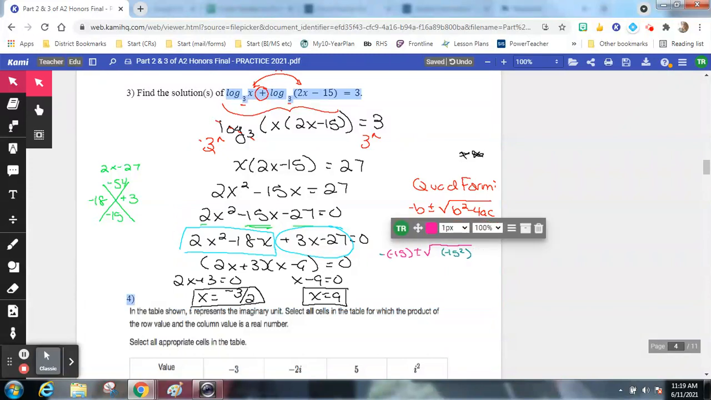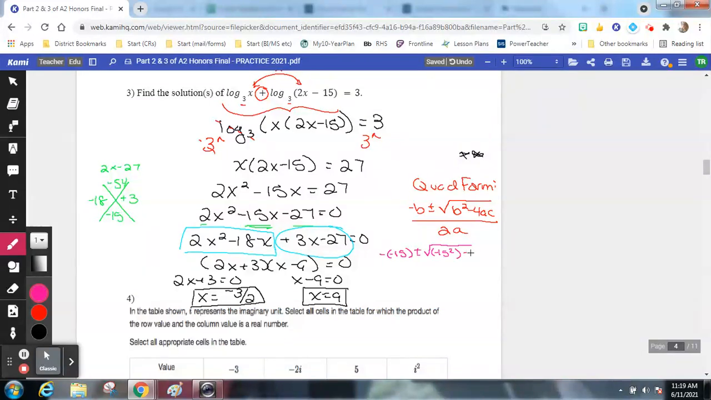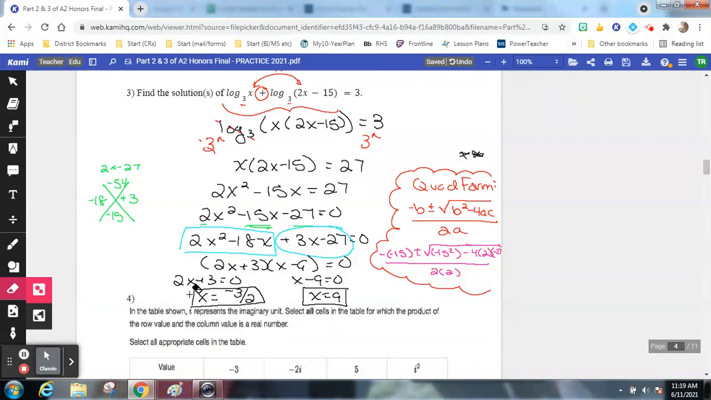So there's a room there. Okay. Minus 4 times 2 times negative 27. I know I'm squeezing in there. All over 2 times 2. So it looks ugly. There's a lot of stuff happening there. But I promise you, if you reduce it, going step by step to complete it, you will get the same values. Okay. Now, actually, I need to go back because you can't have negative logs.